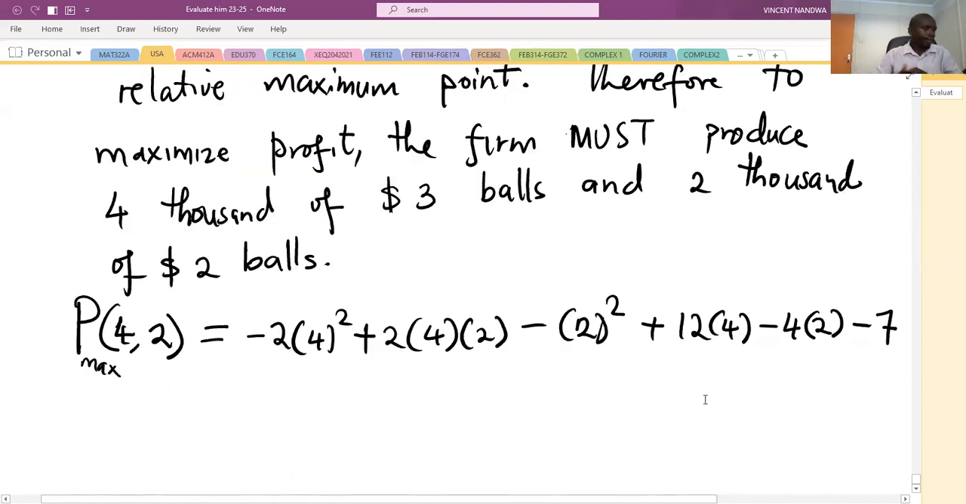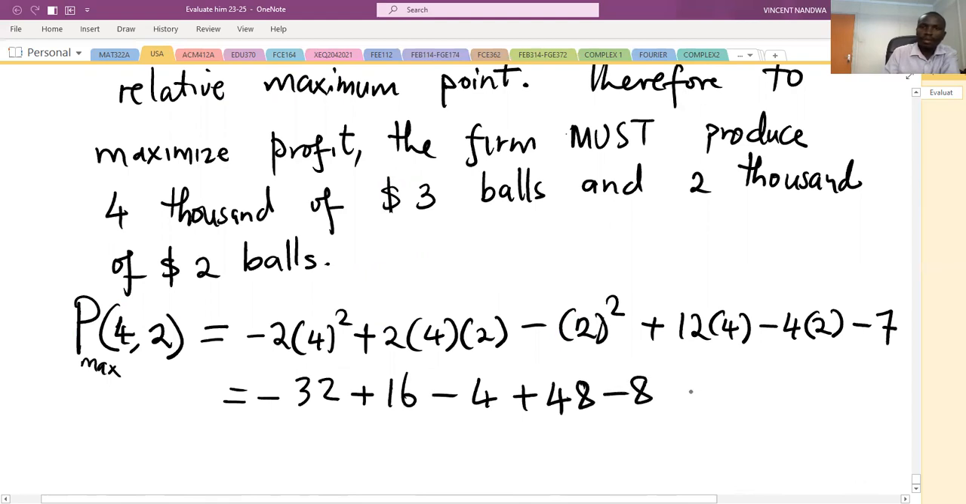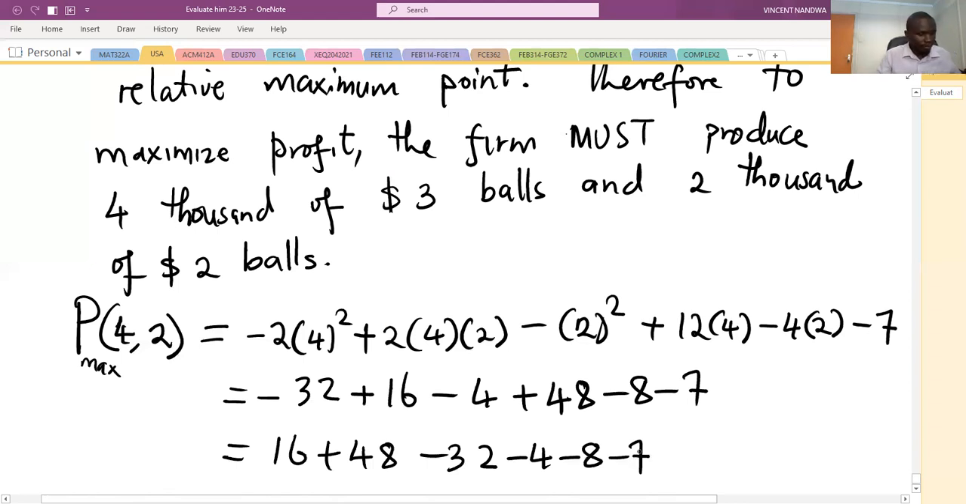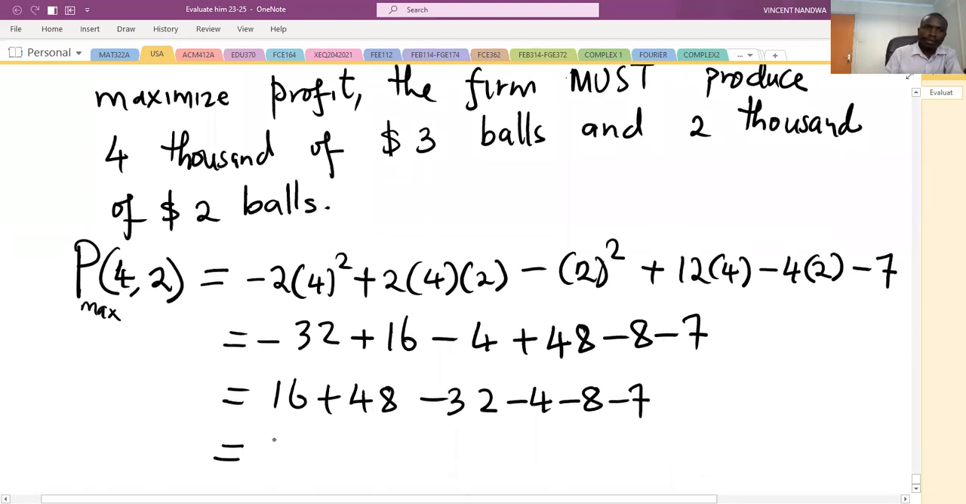So by doing that, I'll have, so this is 16, so this will be minus 32 plus 16 minus 4 plus 48 minus 8 minus 7. So I'll have 16 plus 48 minus 32 minus 4 minus 8 minus 7. That gives us 13. So this is 13.